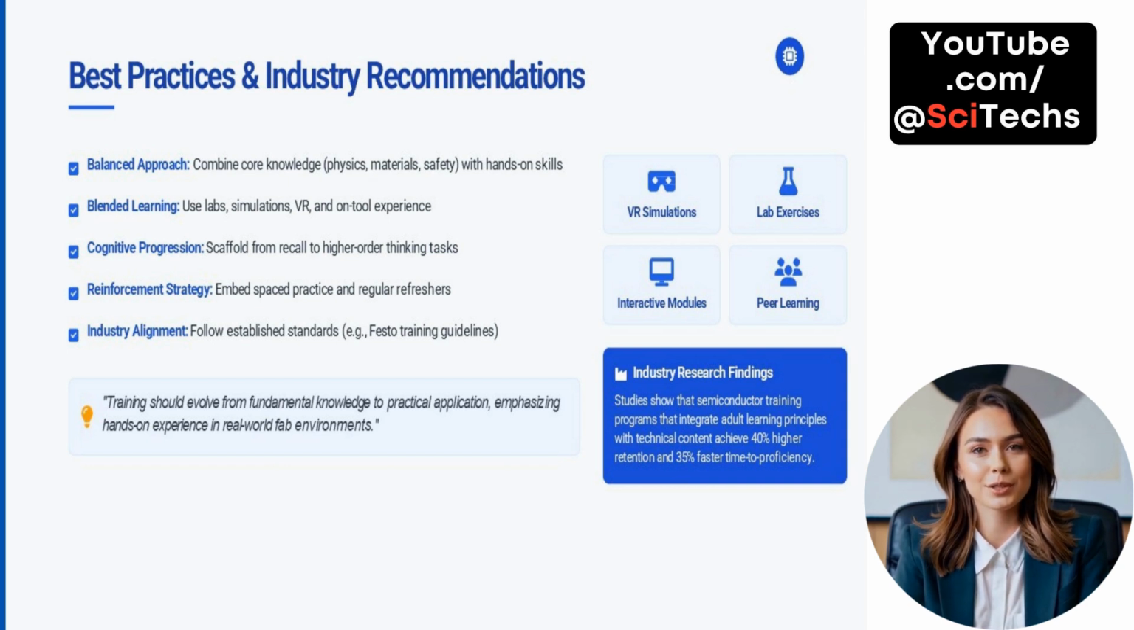Research confirms this works. Programs that apply adult learning principles alongside technical content see 40% higher retention rates and a 35% faster time to proficiency. That means technicians are productive sooner and engineers make better decisions faster. Whether it's VR walkthroughs or peer learning groups, the best programs keep learners engaged, challenged, and progressing toward fab readiness.